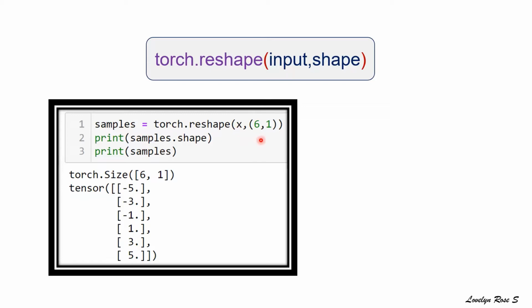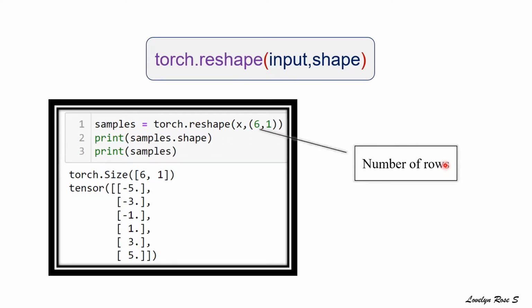Now I require the shape. The current shape that I have is one row with 6 columns. I am now going to convert it to 6 rows and 1 column. So I specify within a tuple the integers 6 and 1. Now when I try to print the shape of samples, I get a tensor with 6 rows and 1 column.